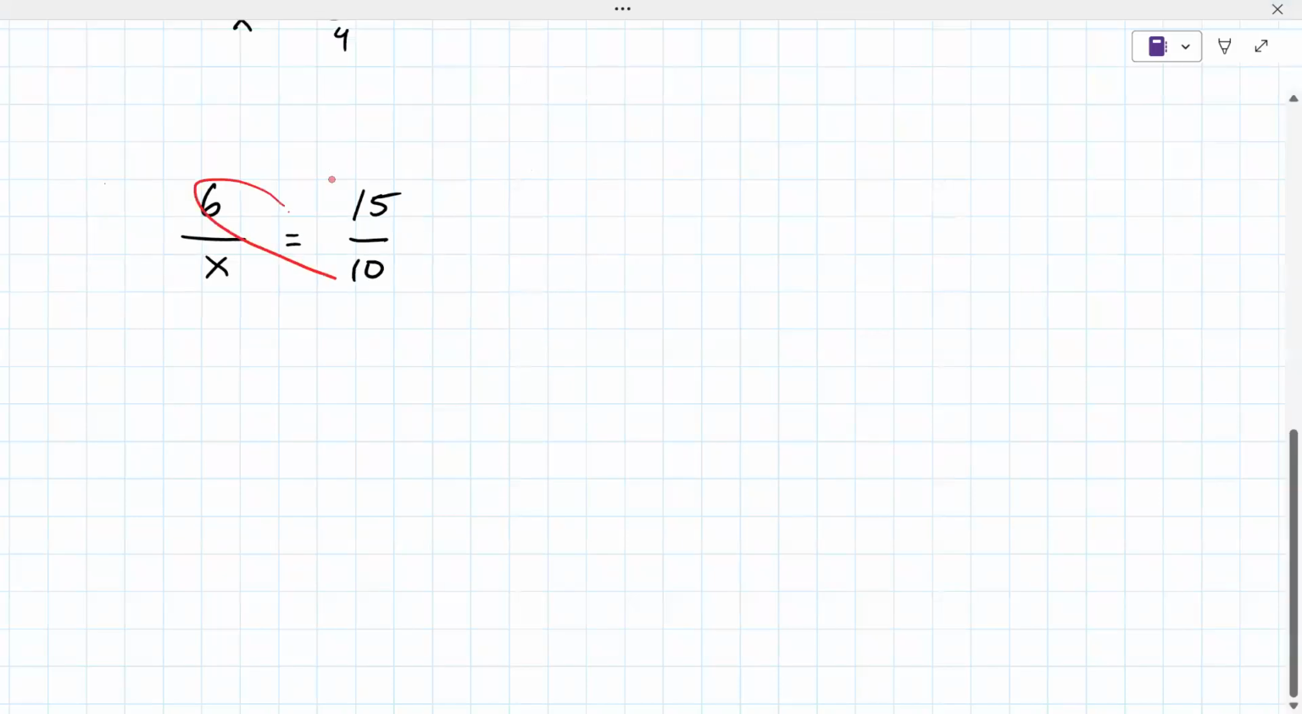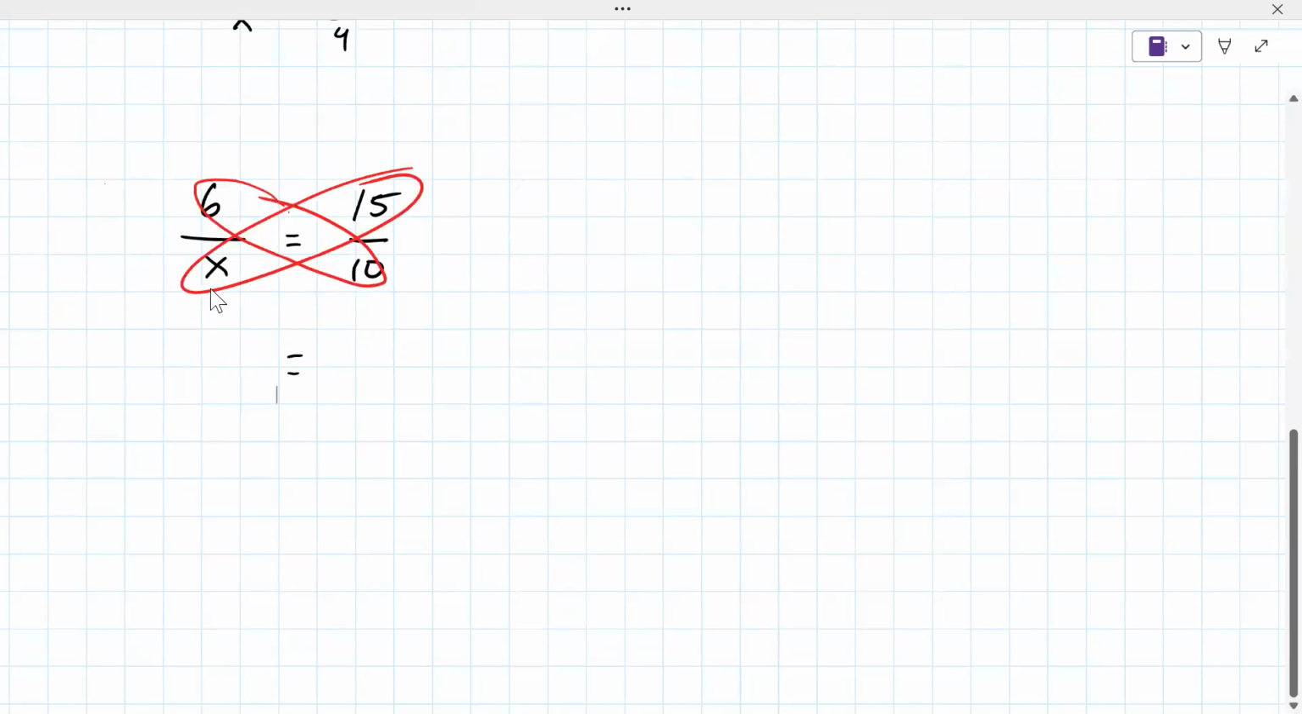Let's look at another one. Let's say it's 6 over x equals 10 over 15. Like this, we're going to again diagonally multiply. So tell me what goes on the left, the 6x, right?